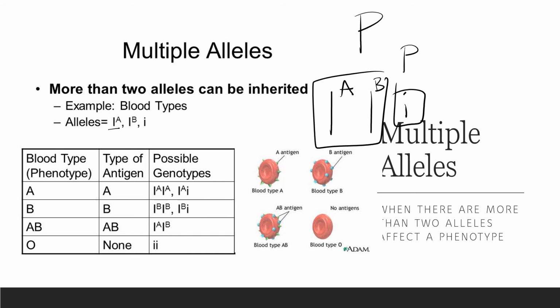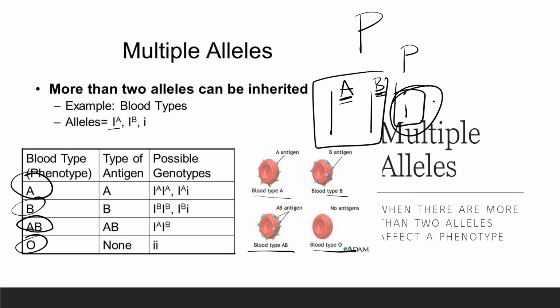Instead of having 2 possibilities of phenotype, remember that's the physical expression, you now have 4 possibilities of phenotype. You could be blood type A, and that's if you got 2 A's. You could be blood type B, and that's if you got 2 B's. You'd be blood type AB, and that's getting 1 A and 1 B. Or you could be blood type O, and that's getting 2 of the little i's. There are a few more activities that we will do with blood types here.